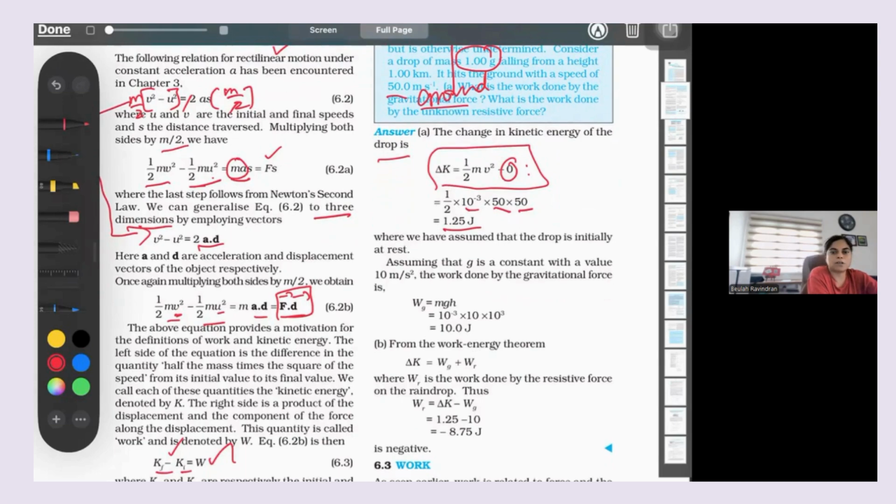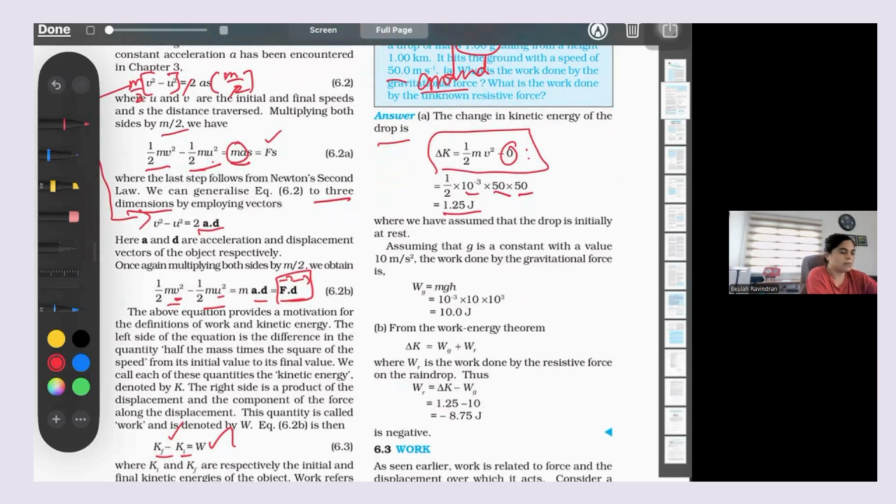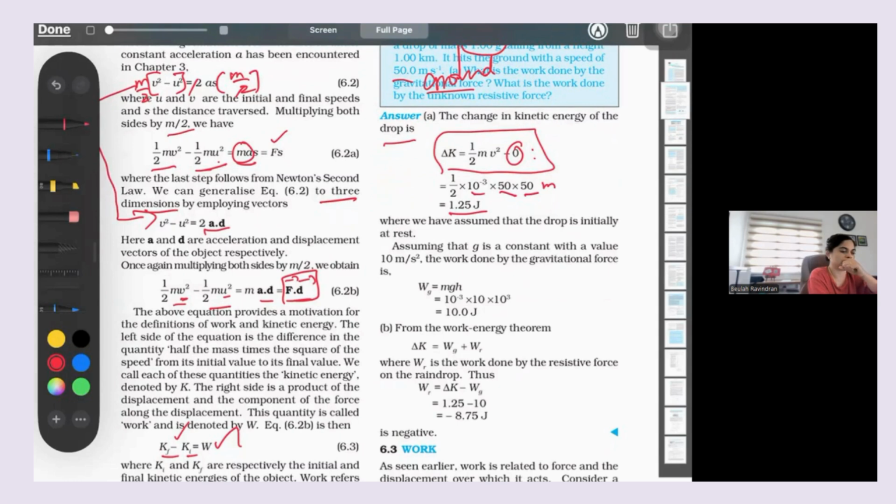So then what is this? Joules means what is this? This one is meter per second, the whole square. This one is gram, which means kilogram. So kilogram meter square per second square. So that is the unit of kinetic energy. So that is represented as joule.